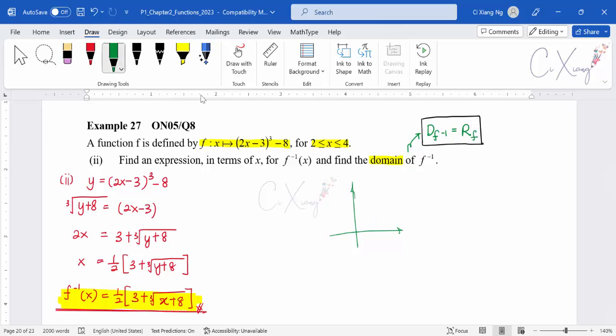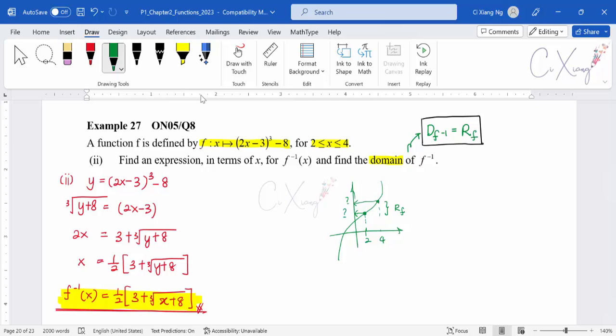And then the domain given is from 2 until 4. So this is 2 and this is 4, let's say. If I want to know the range, I need to know what's the value of y when I substitute x equals to 2, and also the value of y if I substitute x equals to 4. So this particular part will be your range of the function.